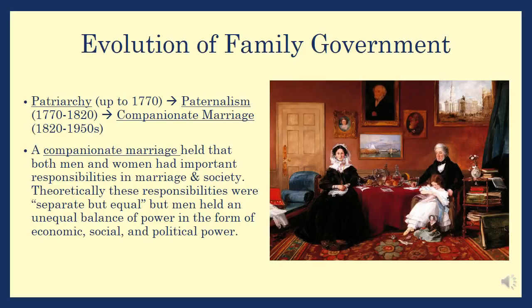All the way from the 1820s really up to the 1950s, we have what is known as a companionate marriage. And in a companionate marriage, they basically believe that both the husband and the wife have very important responsibilities in their marriage and in society. And theoretically, these responsibilities are separate but equal. And so women are responsible for all of these things in the private sphere, but also for being the moral backbone of their home and for providing the moral fiber of society.